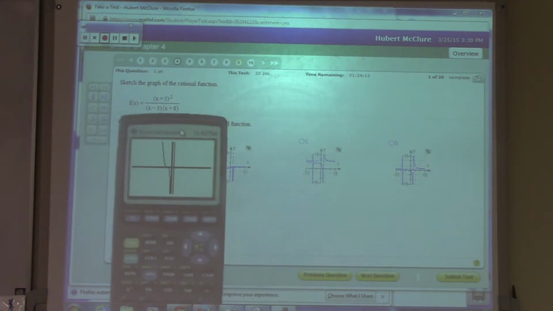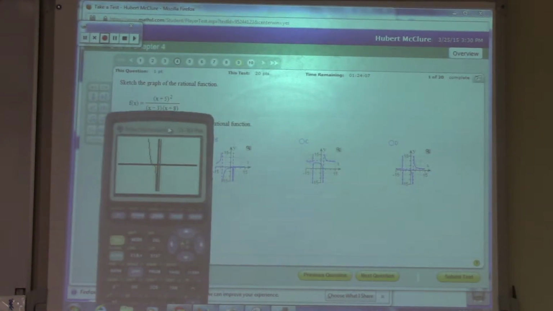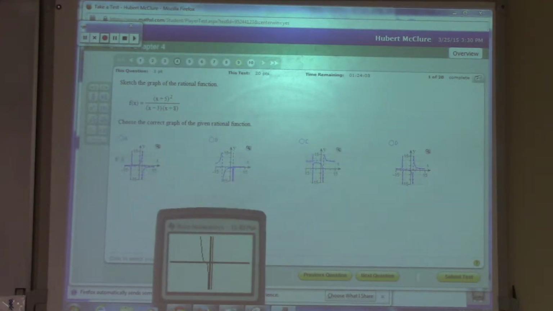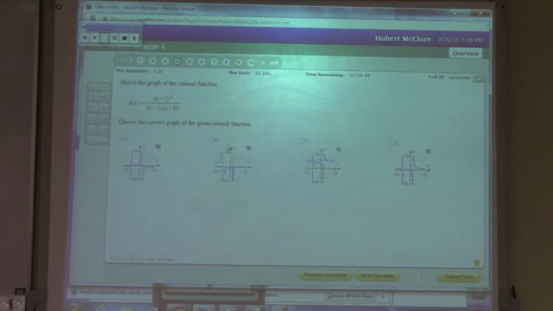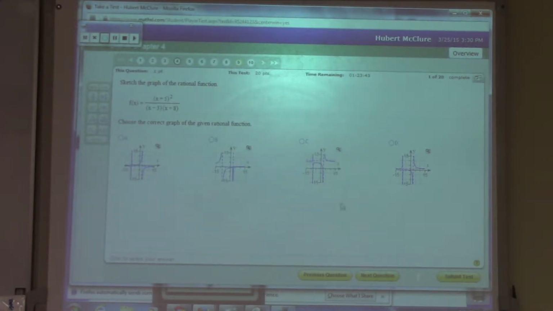Make sure nothing cancels. X plus 5 y squared. No, nothing cancels. You got a vertical asymptote at positive 3 and negative 8. So let's just look and see. You're going to have to blow it up because, good gosh, that's 5, 10, 15. Positive 3, negative 8. That looks good. Let's see what this one looks like. Positive 3, negative 8. That looks okay.